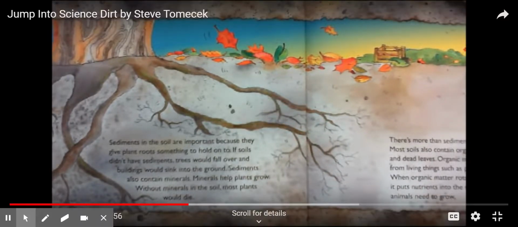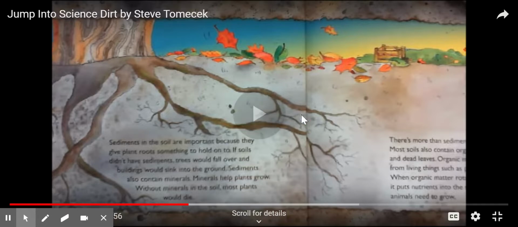So on this page, there's the word minerals. I'm trying to figure out what the word minerals is. So it says sediment also contains minerals. It says minerals help plants grow. So I know that minerals, it's in the ground and it helps plants grow. Without minerals in the soil, most plants would die. So I can learn from this page using my context clues that minerals help plants grow and without them plants would die.